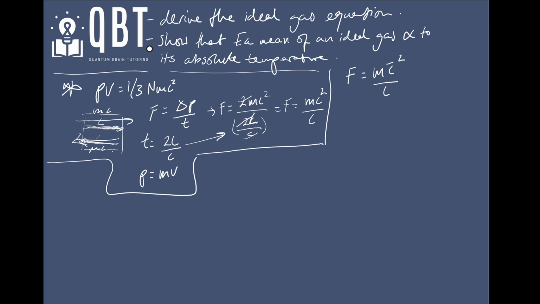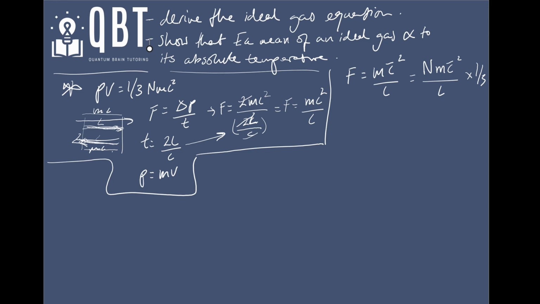But obviously I need to take into account the number of particles that are at play, and we're going to call that N. So we say that the average force is equal to N m c RMS squared divided by L. And then we're going to multiply that by 1/3. But why are we going to multiply that by 1/3?